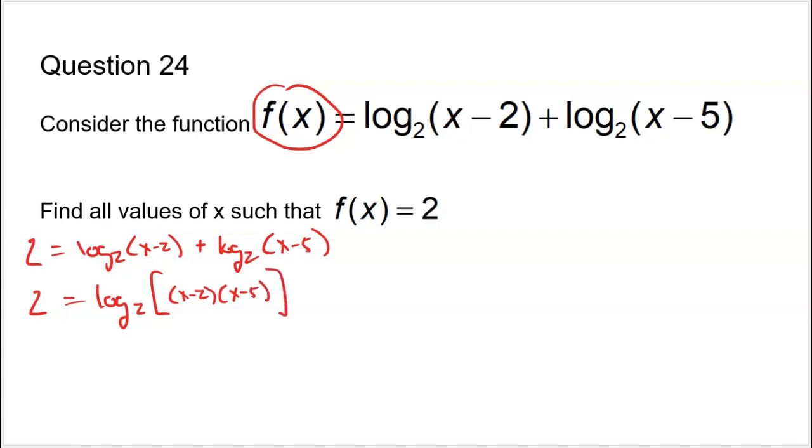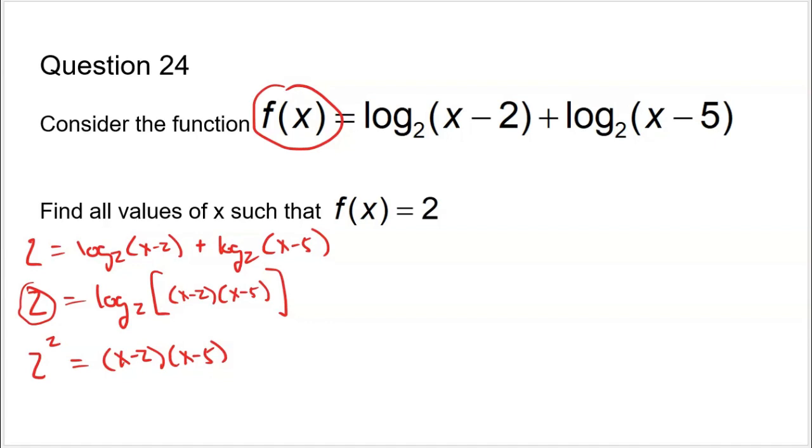And now, how do you get rid of a log? Well, you use the exponentials, right? So I'm going to turn this log statement into an exponential statement. I get 2 squared: base of 2, logs equal your exponents. My exponent is 2, equals the inside of that log, which is x minus 2 times x minus 5.